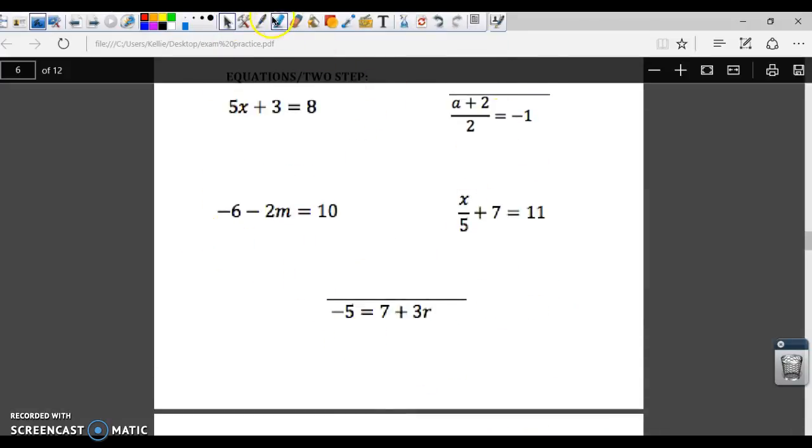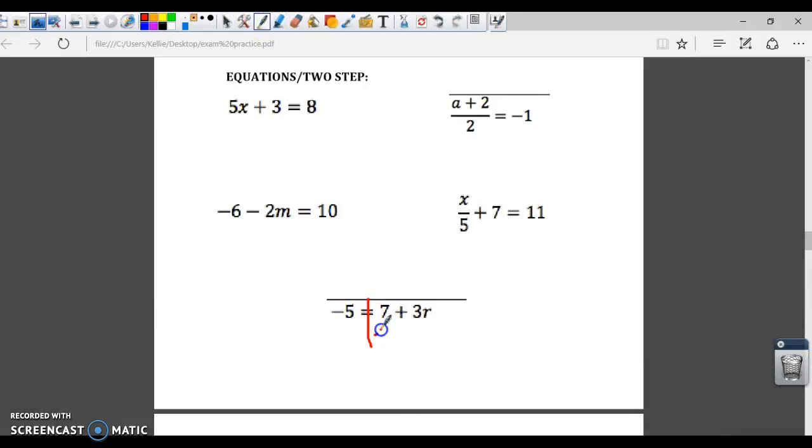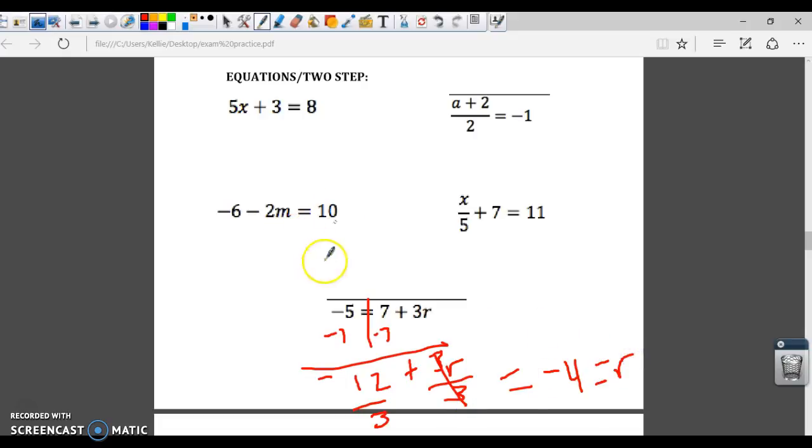Okay, for this one, and then I'll do the junk in the trunk one. All right, so I'm going to subtract 7 on both sides. Remember, a negative and a negative is a negative, so just add: 7, 8, 9, 10, 11, 12. That's a negative 12. That canceled out. Bring down my 3r. Divide by 3. So 3 will go into negative 12, negative 4. That cancels out. So negative 4 equals r.